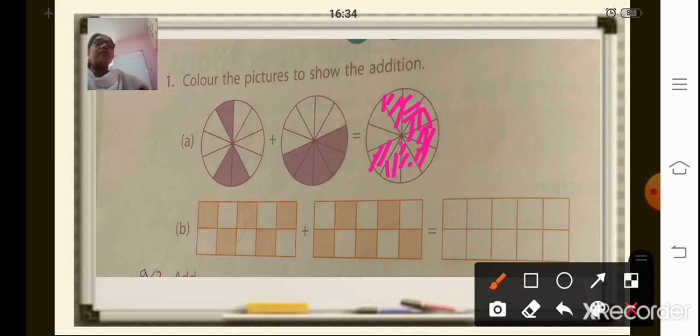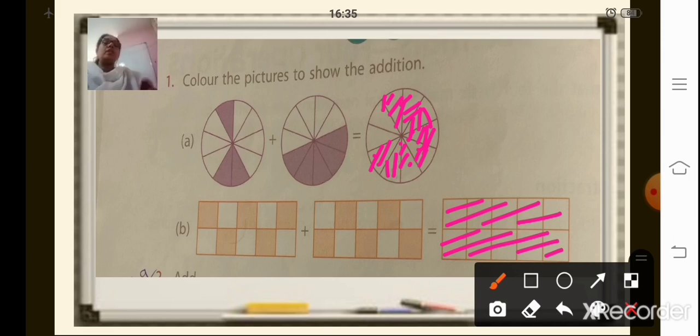Now same way in the second figure. In the first figure 5 parts are colored and in the second figure also 5 parts are colored. So 5 plus 5, that is 10. So 0.5 plus 0.5, that is 10. So you can shade all the 10 parts together. Okay, so this for question number 1, you can do it in the textbook itself.